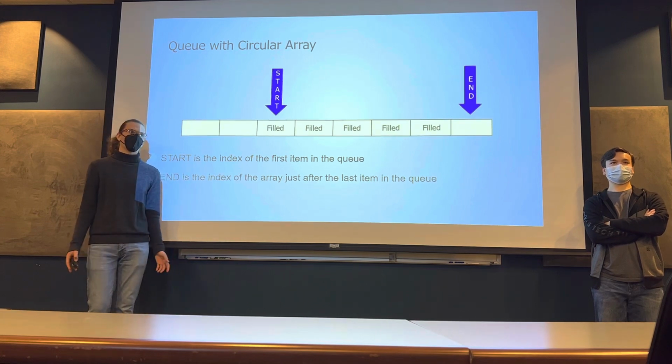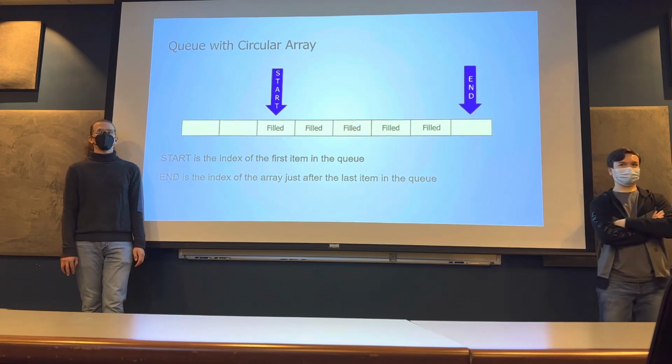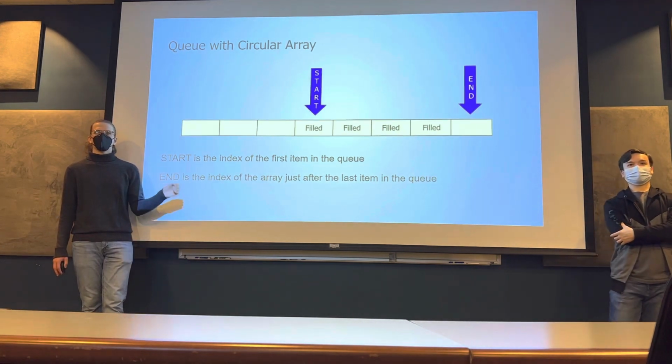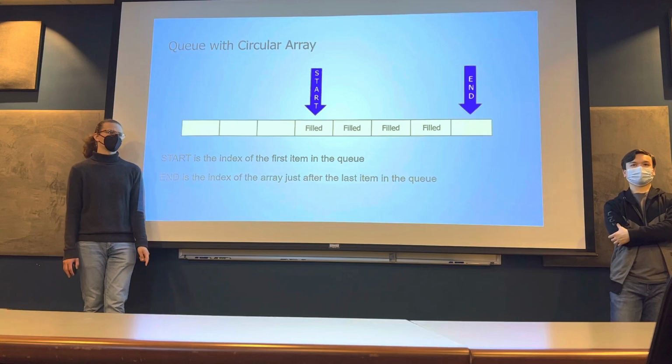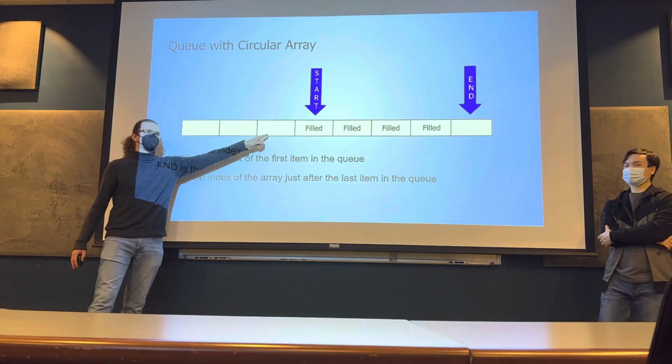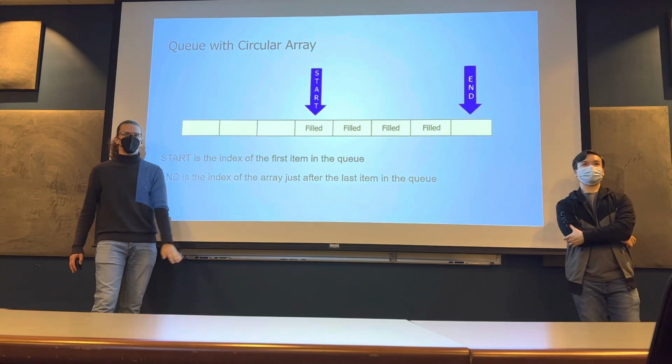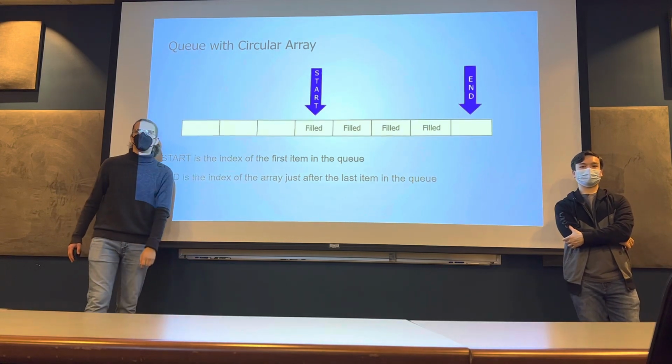And then as for removing an item, it's also pretty straightforward. We can just basically move our start index. So we no longer care about what's in this cell. That is not part of our queue. We can just move one forward. This is the new start of our queue.